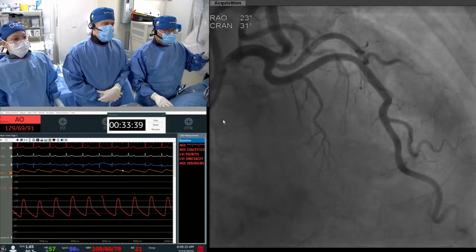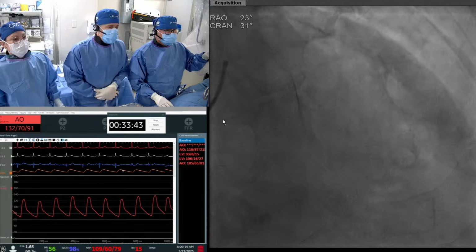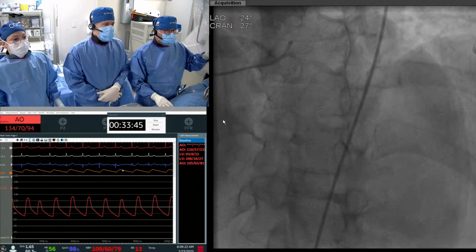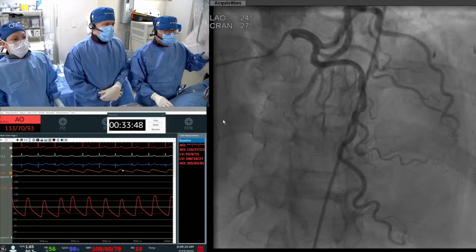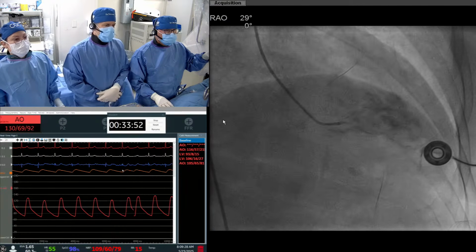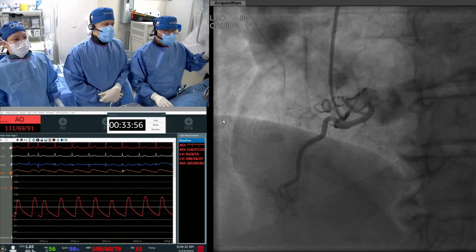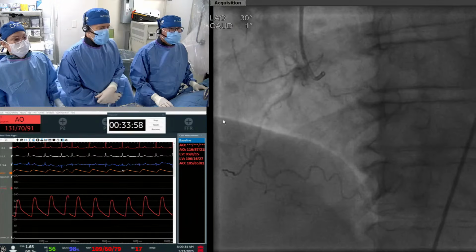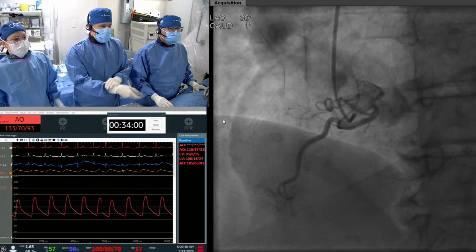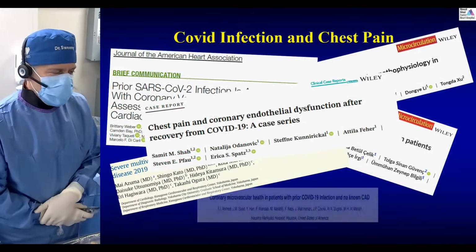And here's your cranial picture, very large LAD. You do note some tortuosity in these vessels, which is interesting. Next. And this is our LAO-cranial, which helps define our dominance. Again, a left dominant system. Her LV function was normal, the end diastolic pressure was 15, and this was a non-dominant RCA. So that was her angiogram just done now. If you can go back to the slides.